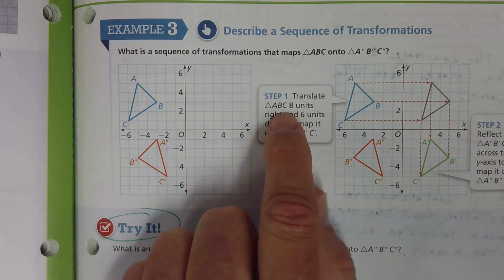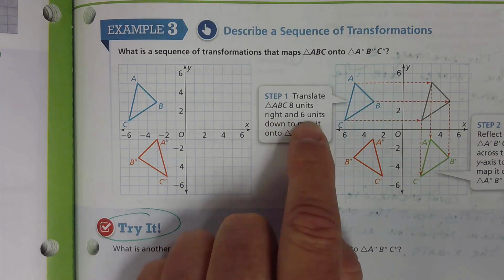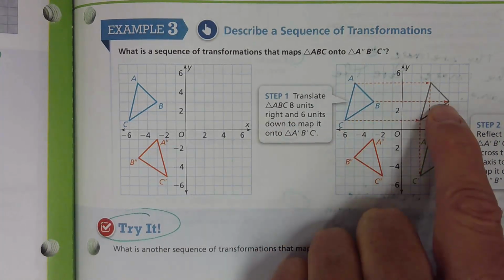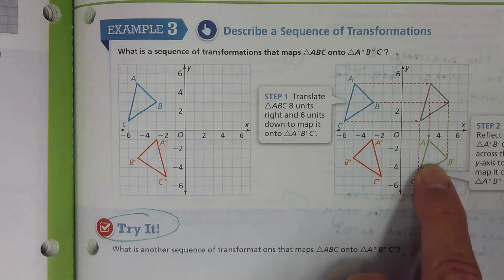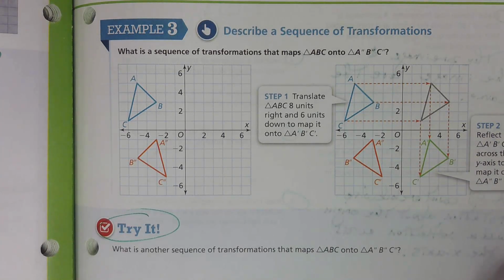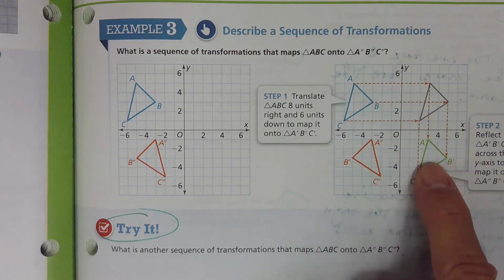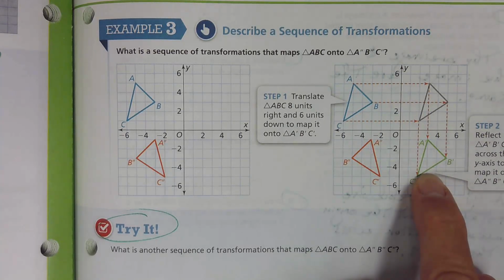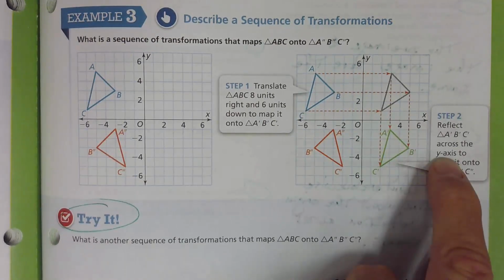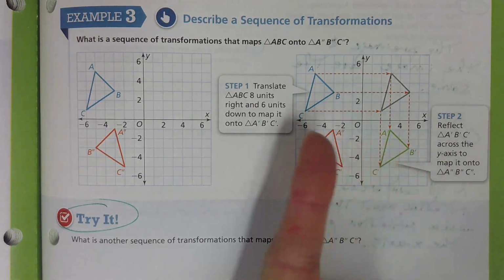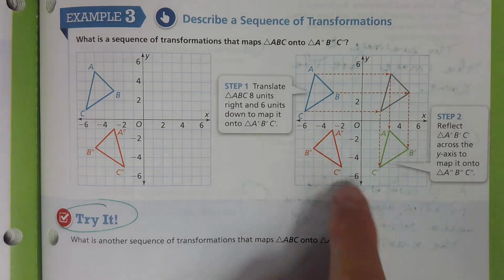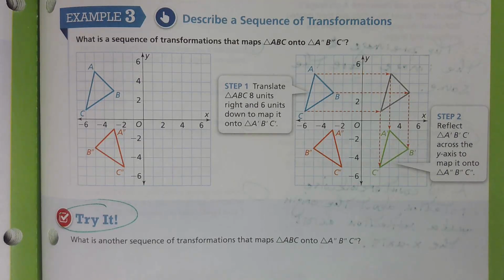It says translate ABC 8 units to the right. So they've done that there. And then 6 units down. So now they're sliding it down. And then you're going to reflect A'B'C' across, what's it say, the y-axis. So you're reflecting it across the y-axis to A''B''C''.